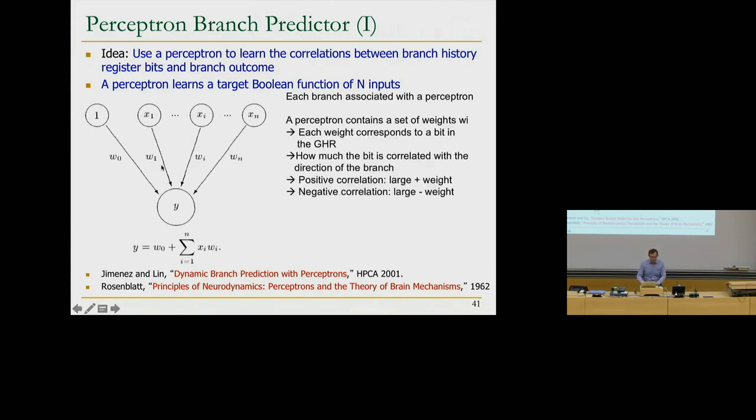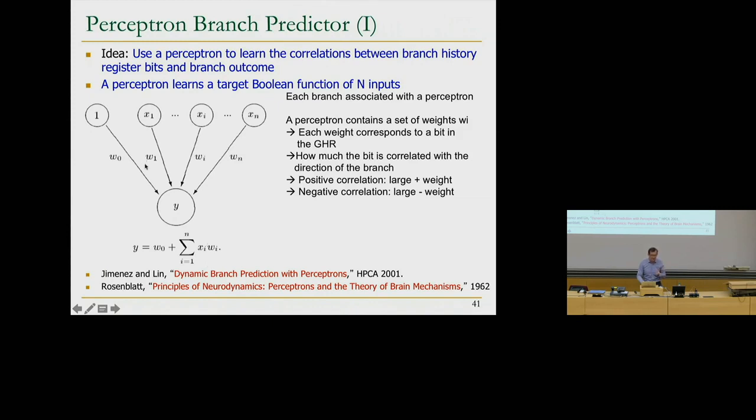So you contain a set of weights. Each weight corresponds to a bit in the global history register and tells you how much that bit is correlated with the direction of the branch. If this has a positive correlation, so for example, if this branch that you're predicting is taken and this bit is also taken and it also has a very positive correlation, then this means that you have a large positive weight. Or another way of thinking about this, if this bit is very highly correlated with the outcome of the branch, positively correlated, this weight will be very positive. So you can think of this as if this bit is taken, you're going to predict the branch as taken.